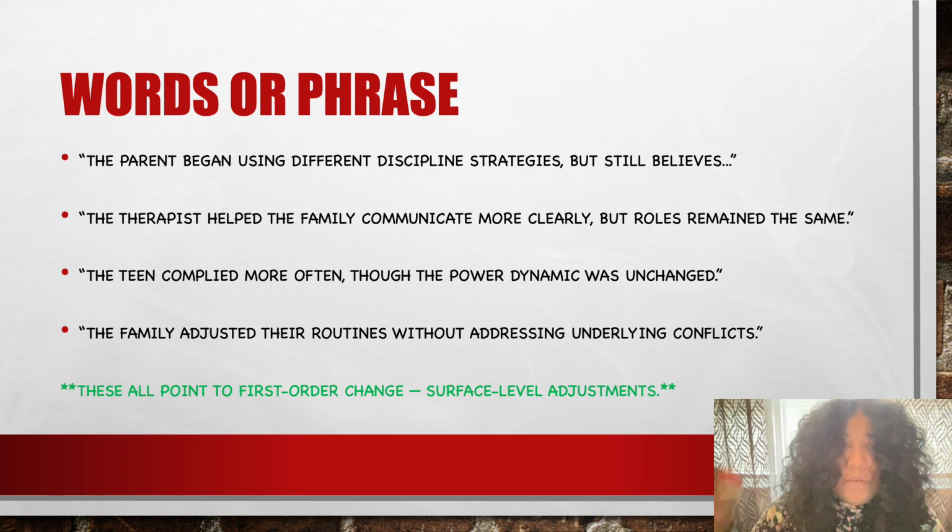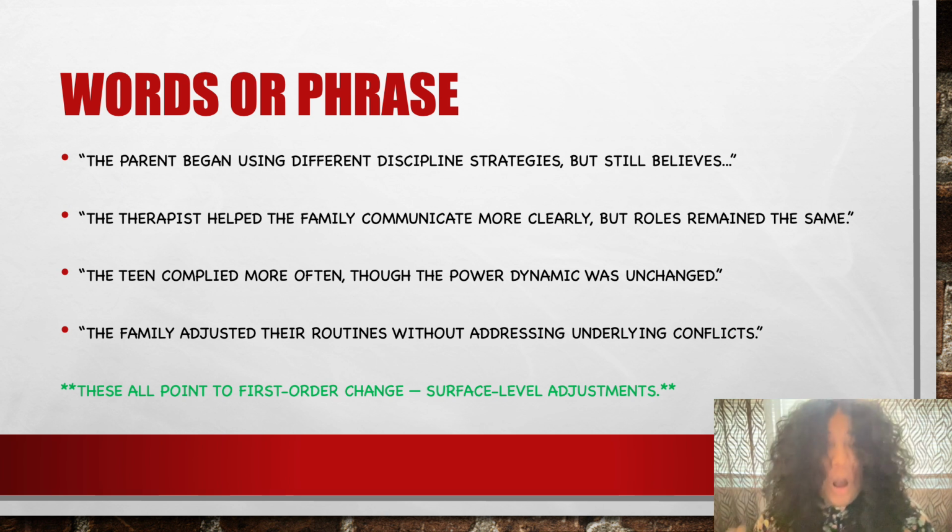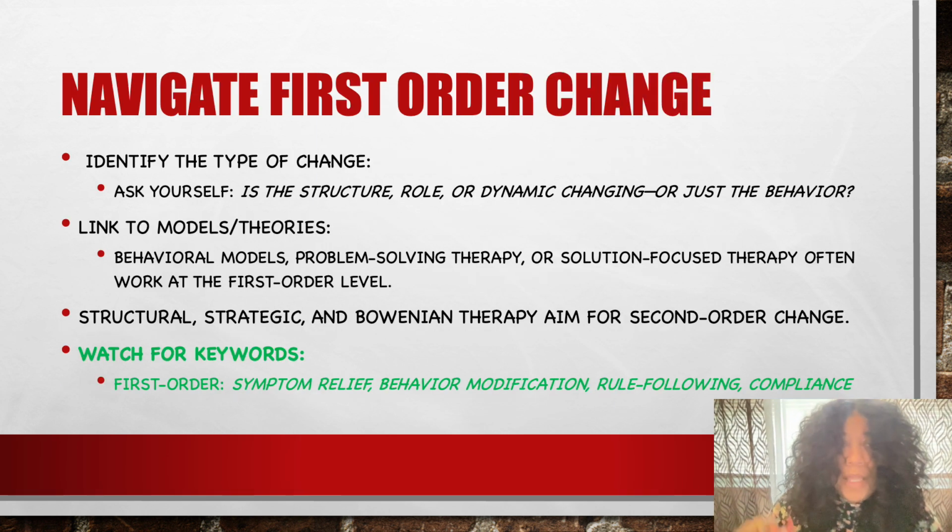These may all point to a first order change question, which are what? Surface level adjustments. Pay attention to that. They're minor. They are just surface level. They're behavior modification, altering the behavior. Nothing fundamentally is actually altering the system, right? This is how you navigate a first order change question. First of all, you need to ask yourself, is the structure, role, or dynamic changing, or is it just the behavior? If it's just the behavior that is changing, it's first order change.